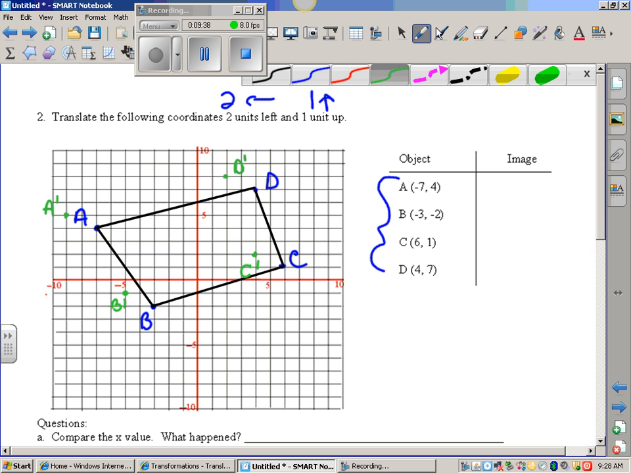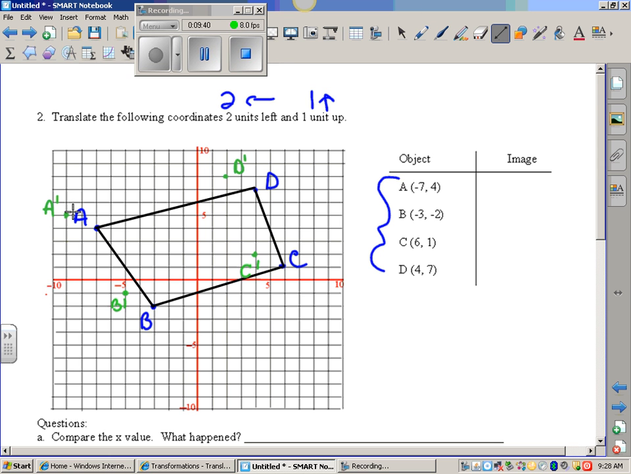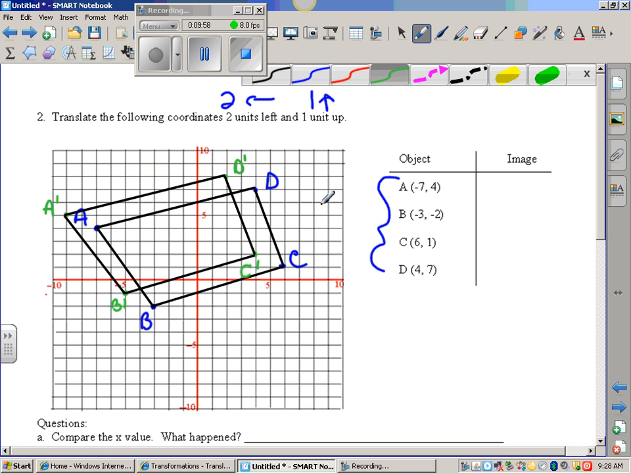Once you have all your vertices, take a ruler, very important. We can't be lazy. And you're going to connect your vertices to form the sides, which gives you the exact same shape. All right, angles are still the same. They still correspond with each other. The shape looks identical. And now all we have to do is record the coordinates. Do not forget the primes.